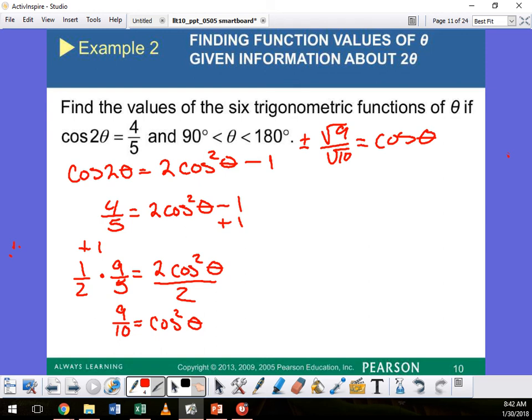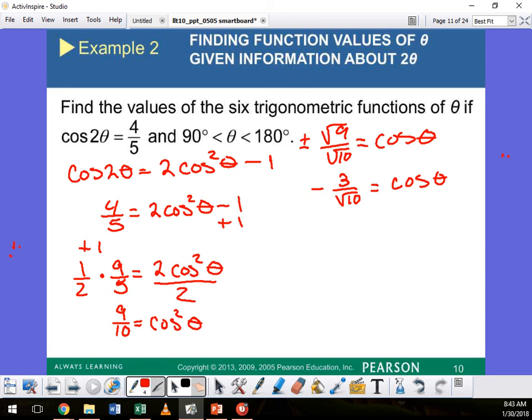Now, from here, I need to actually try to clean this up, right? So I know rad 9 just gives me 3. And this, I'm going to have to rationalize. But I know that cosine has to be what in quadrant 2 here? Has to be negative. So when I take the square root of both sides, it's a plus or minus at that point. So the plus or minus, because the cosine in quadrant 2 is negative, I'm going to get a negative 3 over rad 10 is equal to my cosine theta.